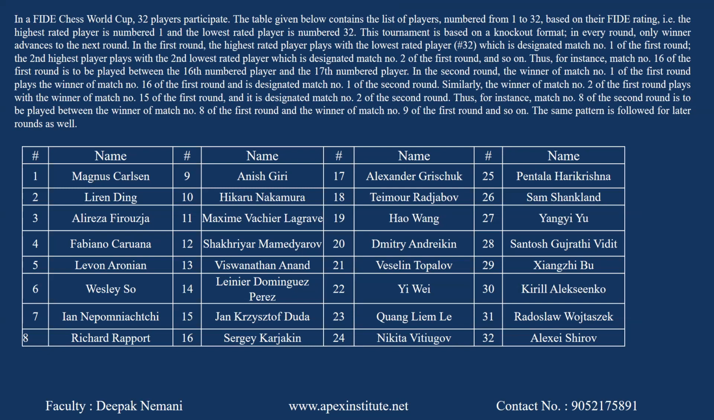2 power 5 is 32, so there will be a total of 5 rounds here. If you can list down all the matches in each of these 5 rounds, then you can solve this set. You can also attempt this set without making the entire games of this tournament. But since you have only 32 players and you're asked 6 questions based on this, you can solve this easily in less than 12 minutes just by making the table corresponding to all these 5 rounds.